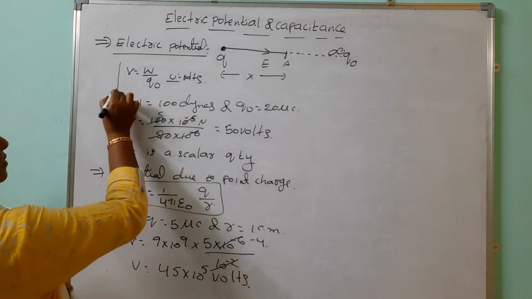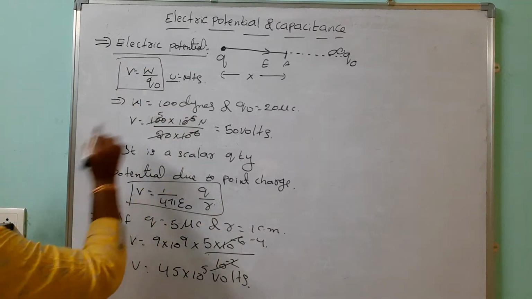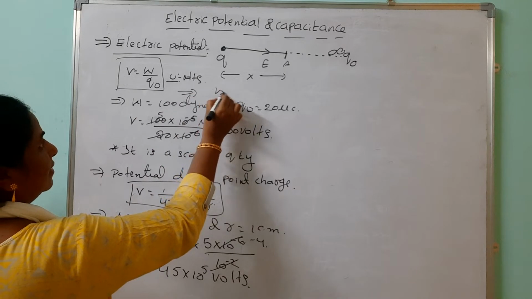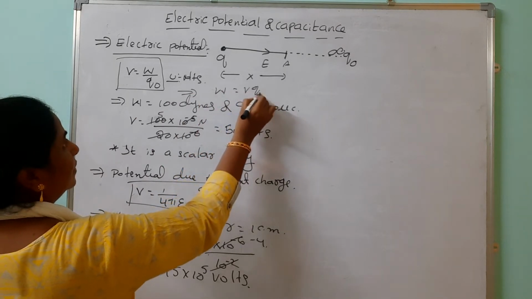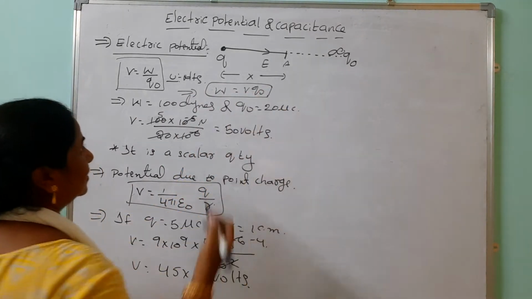This is in terms of work done, how to find the potential. And here one more formula you can say: work done, you can write as V into Q naught also. This is the work done formula.